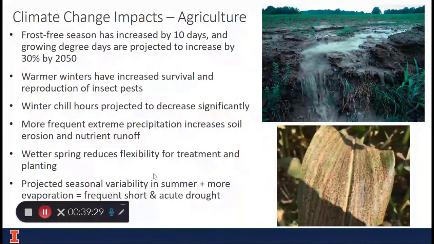And then the projected seasonal variability, in summer where we get more evaporation, maybe more frequent, short, and acute drought. The shorter 1 to 3 month droughts don't really impact water availability in Illinois very much, but they do impact agriculture. So that's a real issue as well.